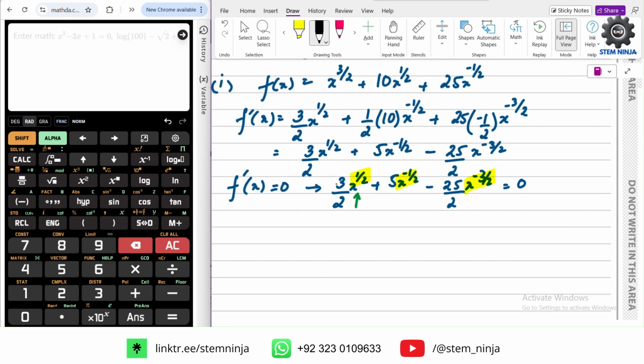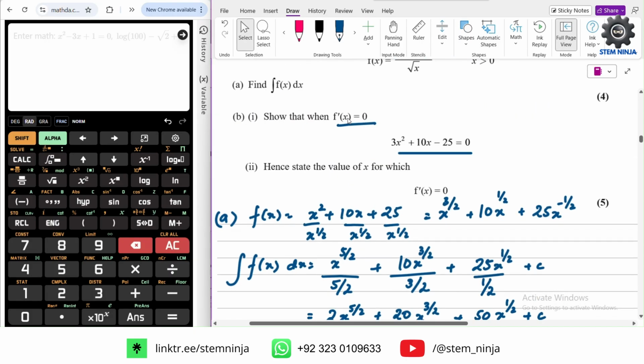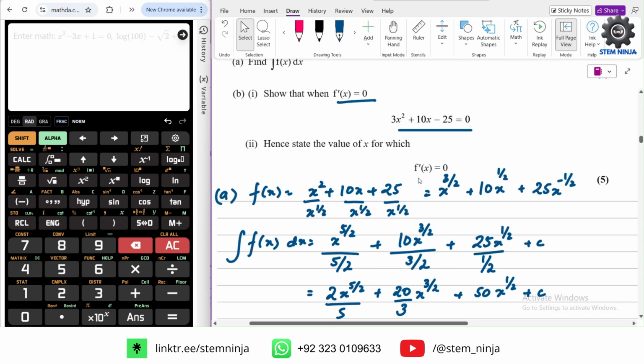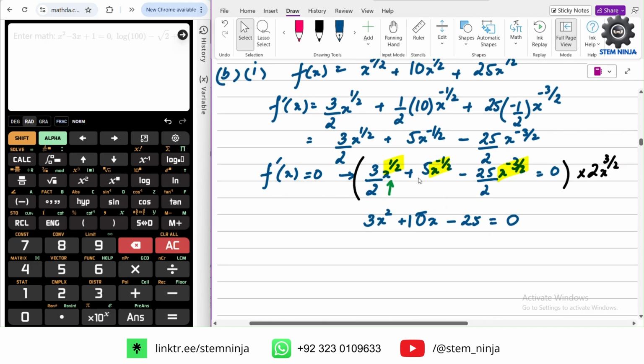So we multiply both sides by 2x to the 3 over 2. So we get 3x squared plus 5x minus 25 equal to 0. Let's see if that was the form that we needed. Oh, sorry, no. Oh, times by 10, times by 2, right? So that would be 10. Right. Okay. Hence state the value of x for which f prime of x is equal to 0.